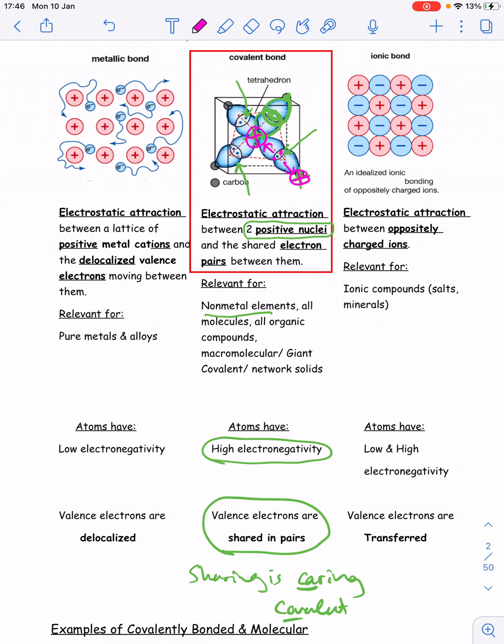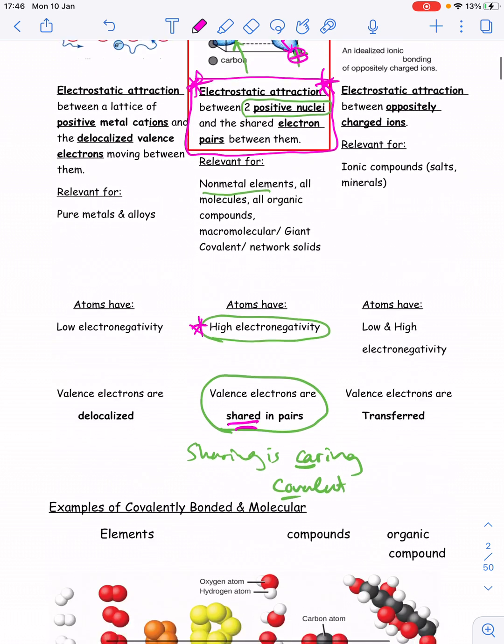So one key definition, it's right on the syllabus, that you need to be able to write out yourself, is that a covalent bond is the electrostatic attraction between the two positive nuclei and the shared electron pairs between them. Okay, so covalent bonding is between atoms that have high electronegativity. This results in strong attraction from both atoms for the electron pairs, so they end up sharing the electron pairs. And if we have to describe the attraction, we would define it this way.